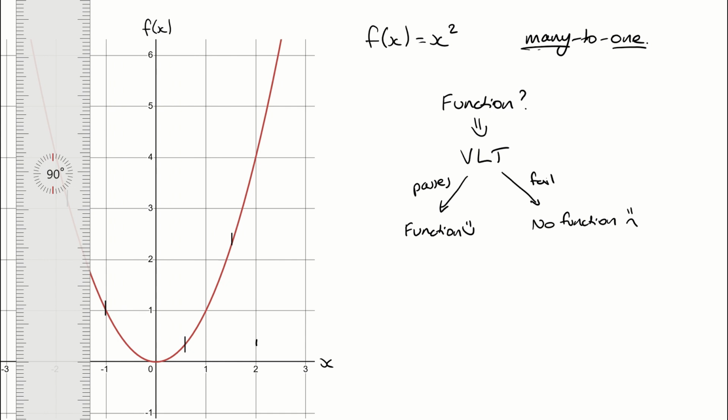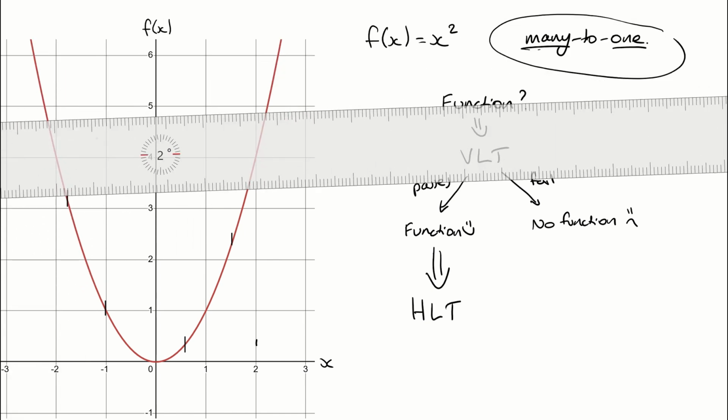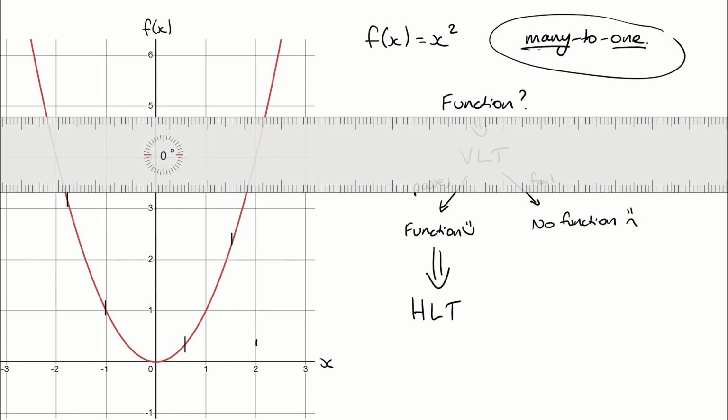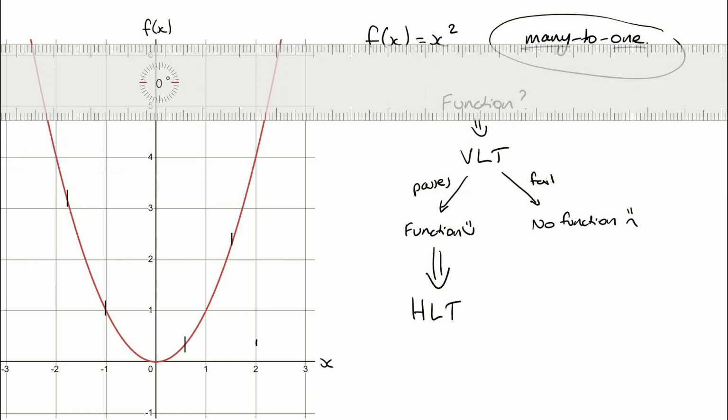However, remember there's two different types of functions. We can deal with what we call the many-to-one function or the one-to-one function. So then what we do is we come down here and we do what we call the horizontal line test. We take our ruler on our page and make it horizontal, and we start from the top and go down to the bottom.